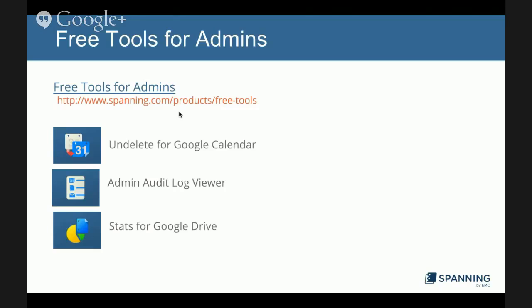And then Spanning also has a number of free tools available in the marketplace as well. I encourage you to go take a look at them. We have an undelete for Google Calendar, which will allow you to get back calendar events that have been deleted within the last 14 to 30 days. We have an audit log viewer, which is just a nice streaming view of the audit event data inside of Google, and then stats for Google Drive, which will give you a nice pie graph of the content inside of your domain and break it down by user and by type, those kinds of things as well.